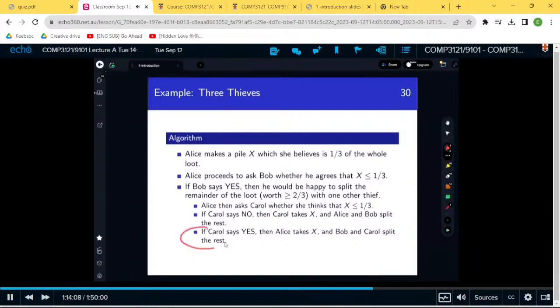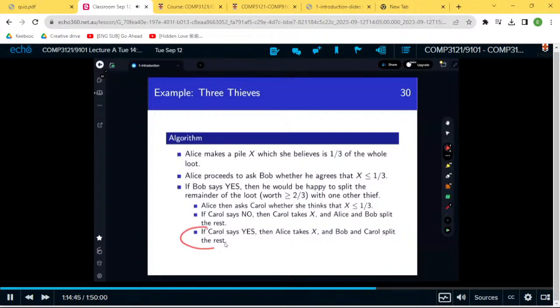Let's take the last point first. In the last point, we had that Alice made this pile X, which is worth exactly 1/3 from her point of view. She asked the other two whether they agree that X is worth at most 1/3 of the loot. If they both agree, then Alice can take X, and Bob and Carol can split the rest, which from both of their points of view is worth at least 2/3. And then we can use the two-thief algorithm.